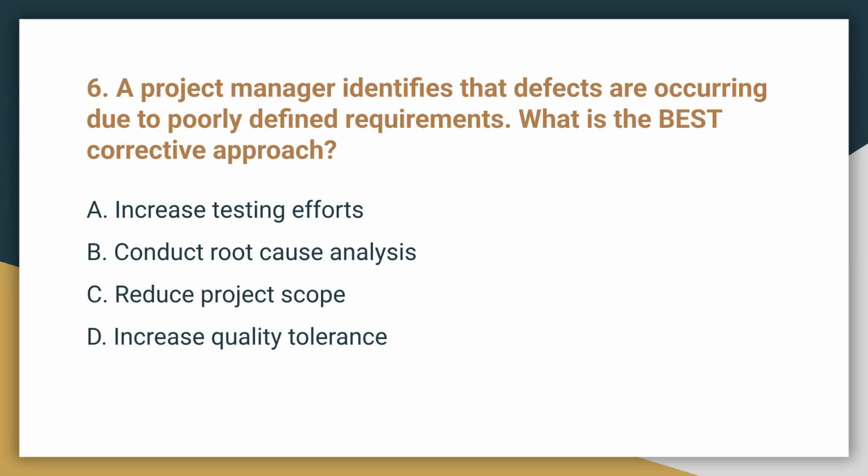Question 6. A project manager identifies that defects are occurring due to poorly defined requirements. What is the best corrective approach? The correct answer is B. Conduct root cause analysis. This identifies the underlying causes of defects rather than just treating the symptoms.